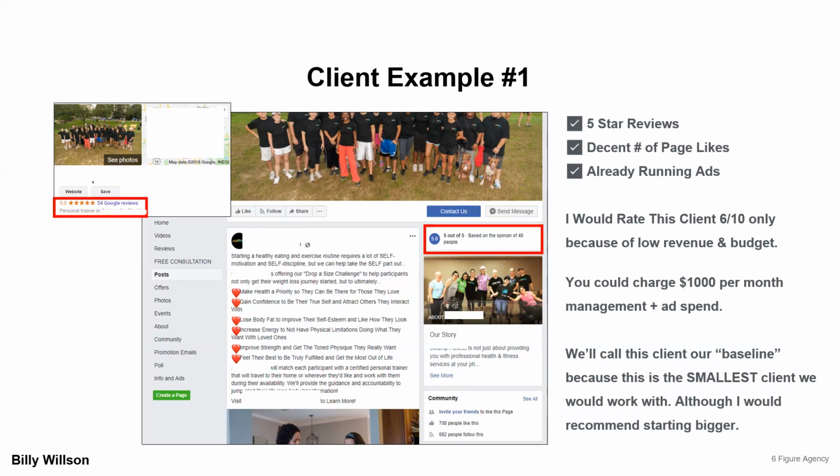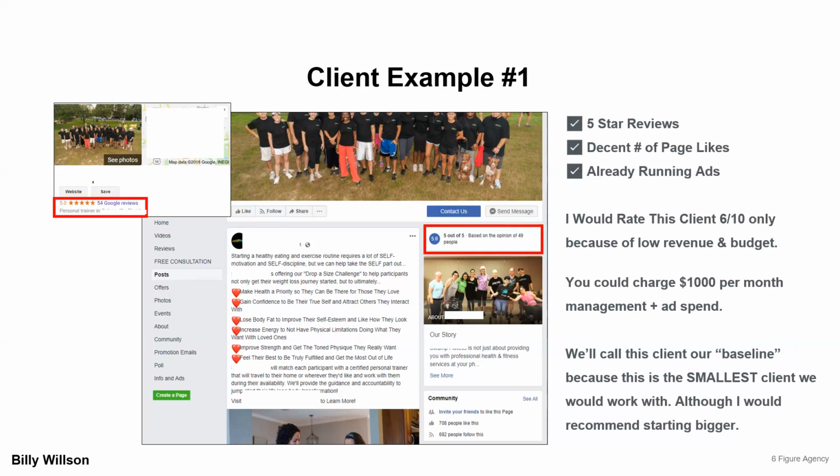They have a decent number of page likes on their Facebook page. They're already running Facebook ads, so all we have to do is help them improve. And with that said, after showing all these things, I would rate this client a 6 out of 10 only because of their low revenue and budget. Everything else is looking pretty good.